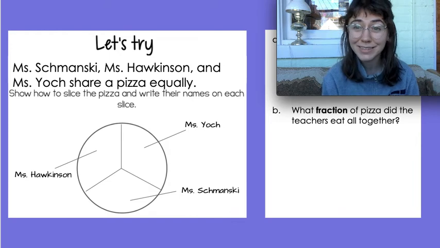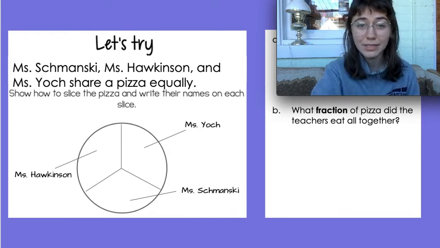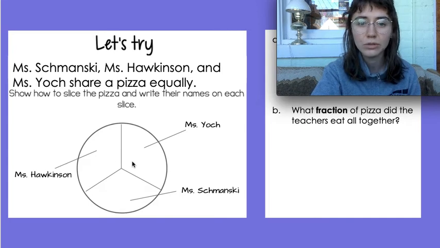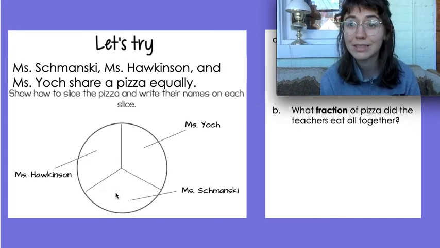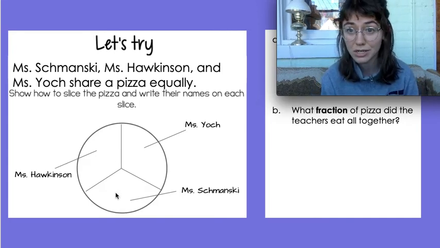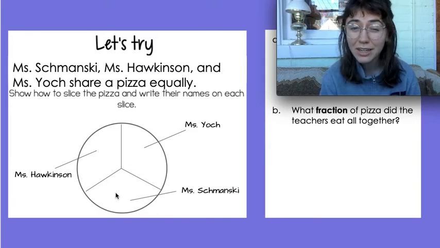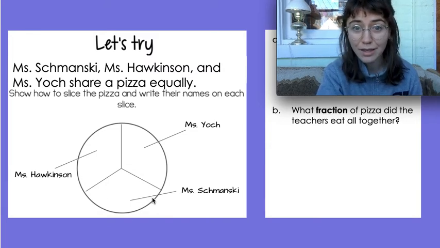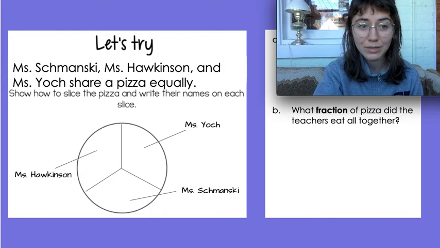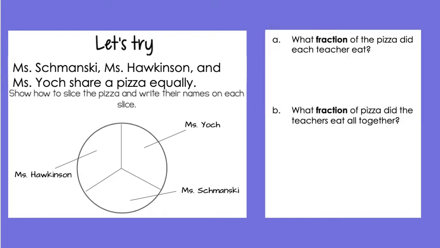If you said thirds, you're right. It's broken up into thirds because there's 3 equal slices. Let's count them. 1, 2, 3. There's 3 pieces and they're all the same size. So that's thirds. That means each teacher just gets 1/3. So I wrote down each teacher gets 1/3.